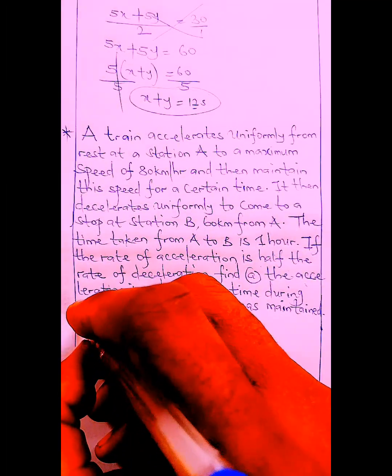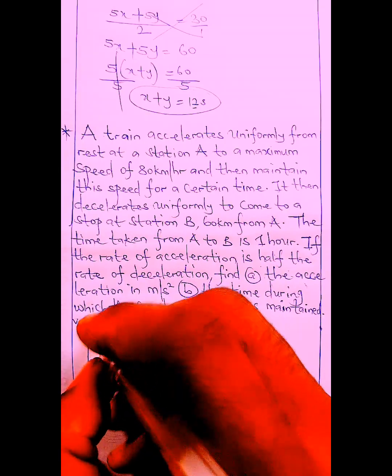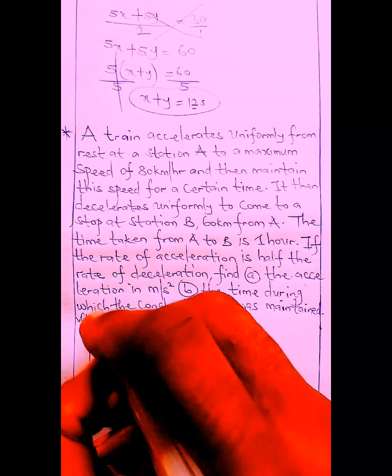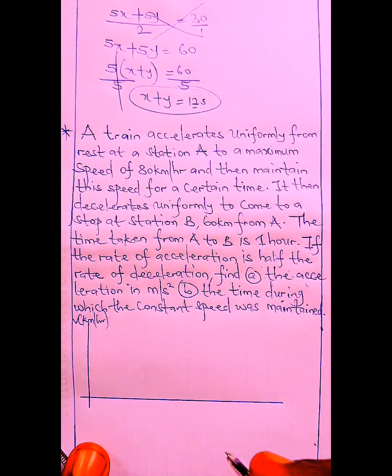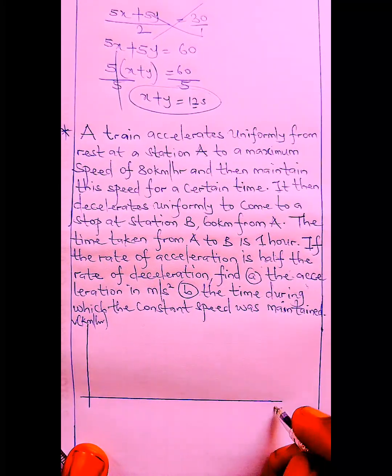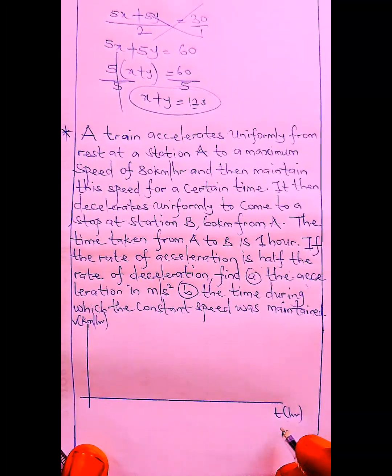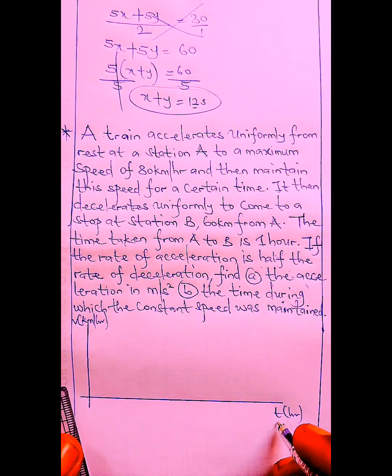So velocity is always in meters per second, but we're going to let it be in kilometers per hour this time around. You can also convert it, but if you convert, you may end up with some complex stuff to deal with. So the time is in hours this time around. Normally it should be in seconds.